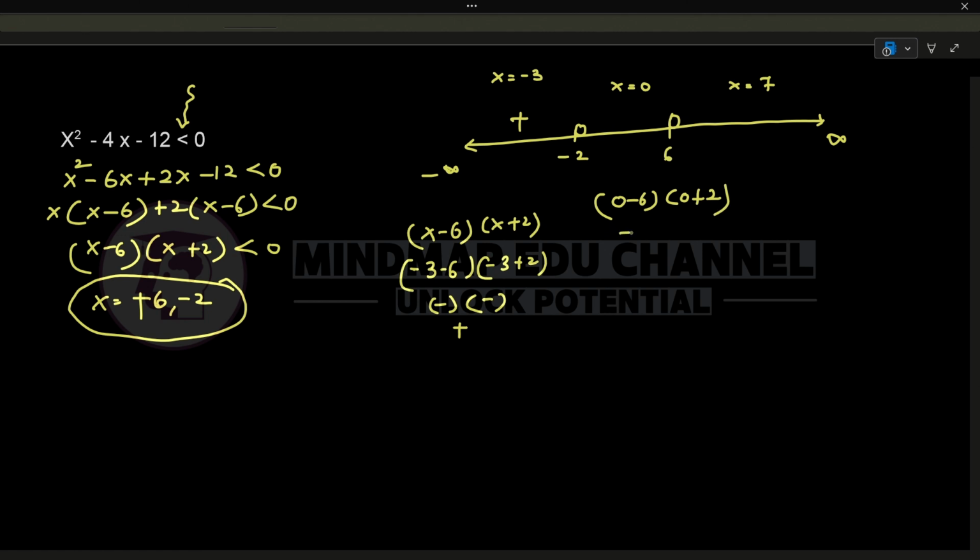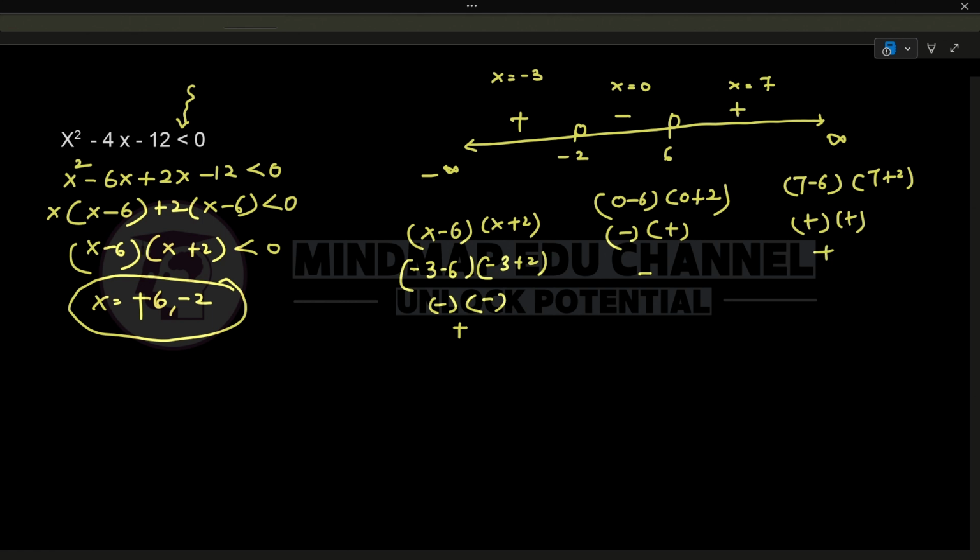Now here 0 minus 6, 0 plus 2. Here you will get a negative answer. Here you will get a positive answer. Negative into positive, negative. And here 7 minus 6, 7 plus 2. So here also positive, positive, positive. So here it is positive.